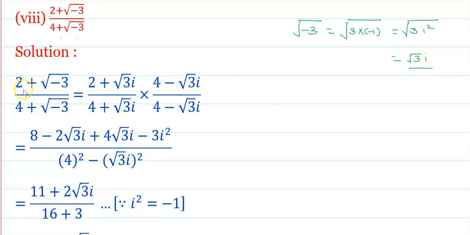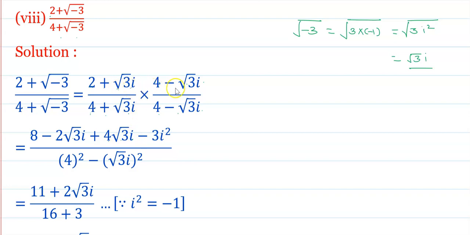Therefore, (2 + root of minus 3) upon (4 + root of minus 3), you are getting 2 plus root 3i upon 4 plus root 3i. पुन्हा simplification. Again multiply numerator and the denominator by the conjugate of 4 plus root 3i. Its conjugate is 4 minus root 3i. Numerator, denominator multiplied करना. Next simplification. 2 plus root 3i into 4 minus root 3i. 2 into 4, 8. 2 into minus root 3i, you are getting minus 2 root 3i. Next, root 3i into 4, that is 4 root 3i.